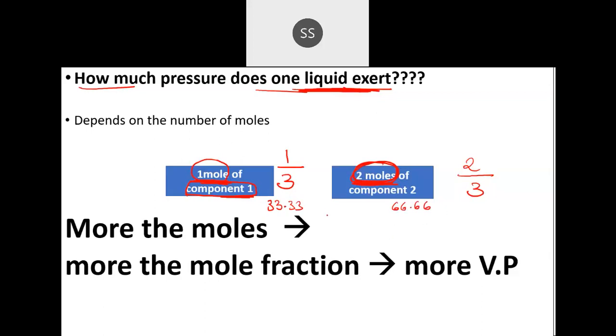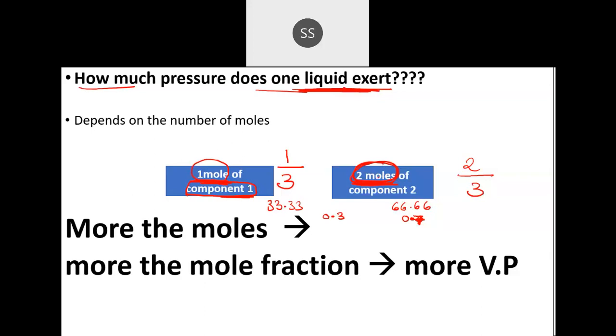If you are telling it in terms of fraction, it is 0.3 here, and this is around 0.67. I'll take 0.7 itself, in fraction. So you see, the ones present in more moles are exerting more vapor pressure, because their mole fraction will be higher. The ones present in larger number will be exerting more pressure.